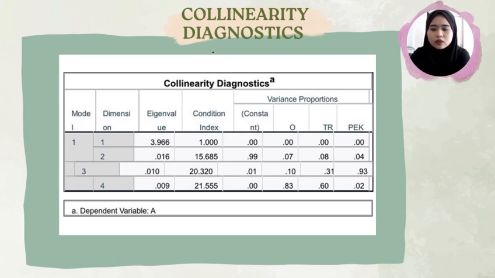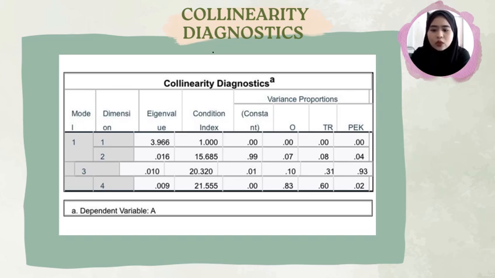Data is broken into 4 dimensions, each representing a linear combination of variables. Dimension 1 explains most of the variance with a high eigenvalue, which is 3.966. Dimensions 2, 3, and 4 have very small eigenvalues close to 0, contributing minimally to the variance.